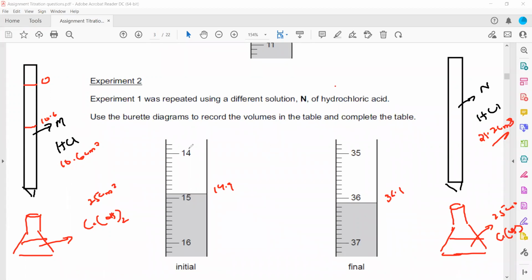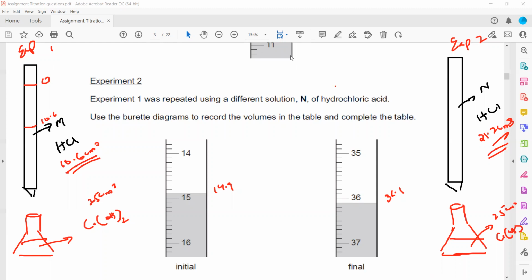So if I ask which solution of HCl is more concentrated, in experiment 1 or experiment 2, which one do you think is more concentrated? Now the unknown solution is in a burette. In the previous experiment, the unknown solution was in a conical flask, but now it is in a burette. So for a complete reaction, we need a small quantity of HCl in experiment 1, whereas we need a greater quantity of HCl for a complete reaction with 25 cm³ calcium hydroxide.